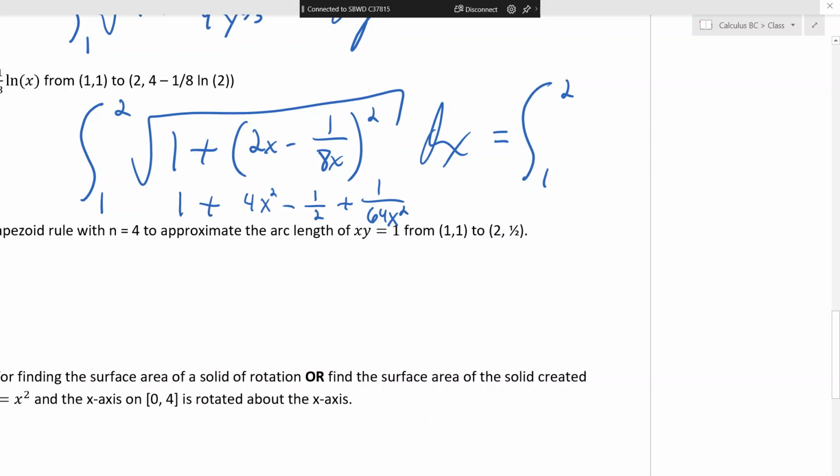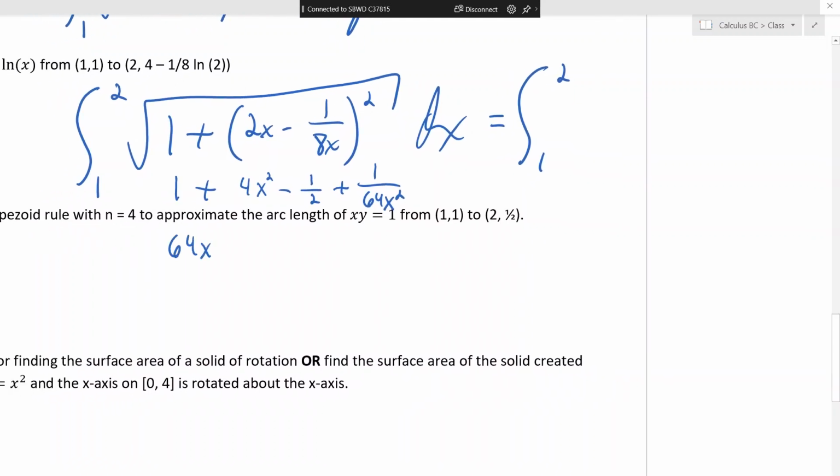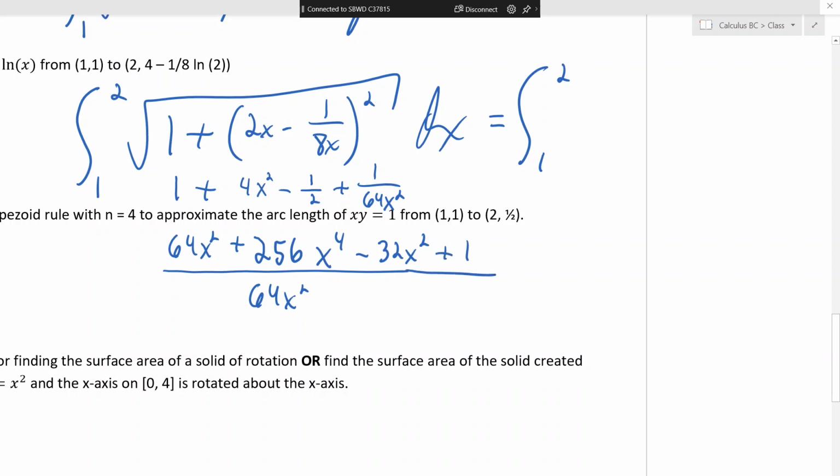Now we're adding 1 plus that, all under the square root. So we need a common denominator, which is going to be 64x squared. The 1 becomes 64x squared, all over 64x squared. The 4x squared becomes 256x to the 4th. The 1/2 becomes 32x squared. And the 64x squared becomes just a 1 there.